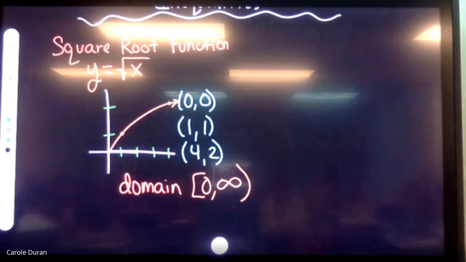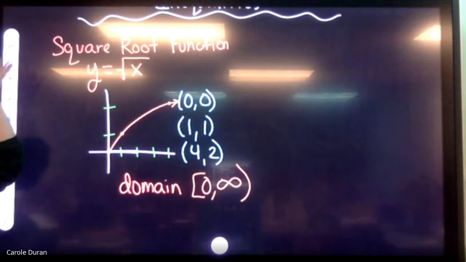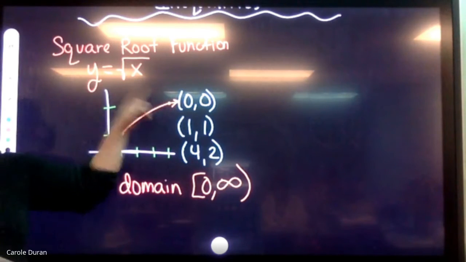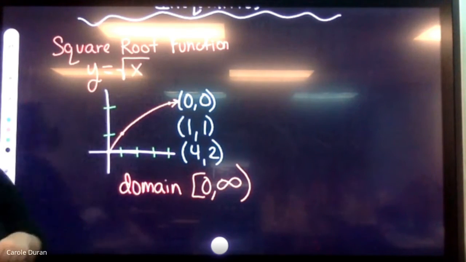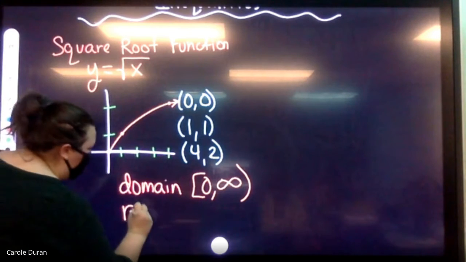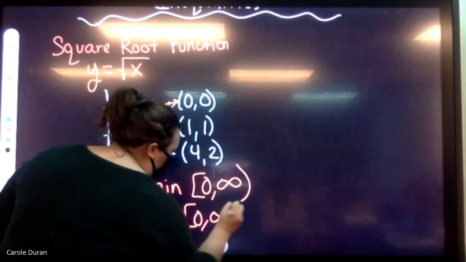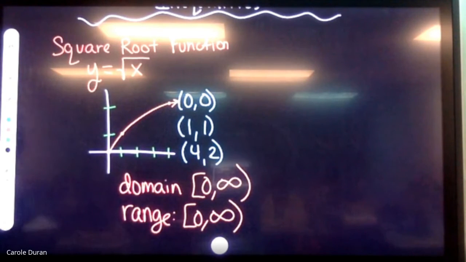Then I go ahead and look at the range for this function, which means bottom to top. What's my lowest y value? 0. What's my highest y value? 2. It shows 2, but I have an arrow indicating it's going to keep rising. So we say it's infinity. So my range is 0 to infinity. Is that only y values? Yeah, range is y values, domain is x values.